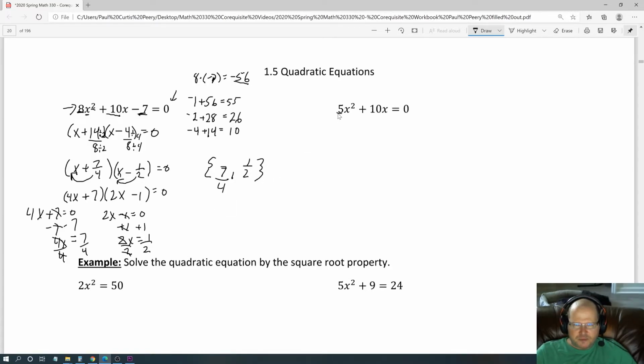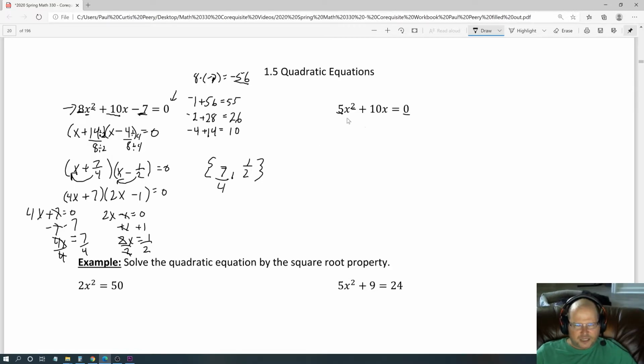Next one. Again, we don't have a one leading coefficient. Well, okay, let's not skip any steps. First step is to set it equal to 0 if we're going to solve this using the zero factor property. So this is a quadratic. If I want to solve this through the zero factor property, first step, set it equal to 0. Check. It's already equal to 0. Next step, factor as much as you can, right?